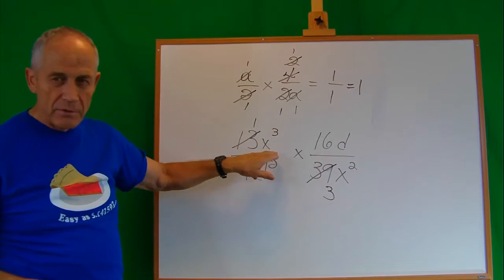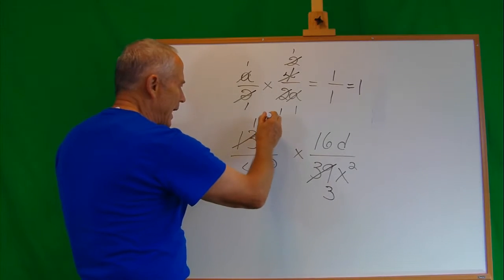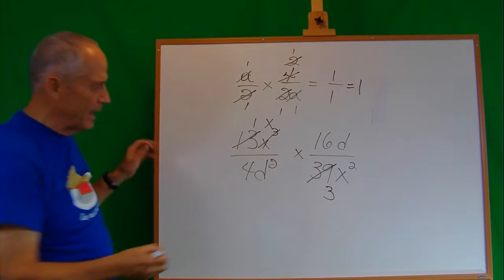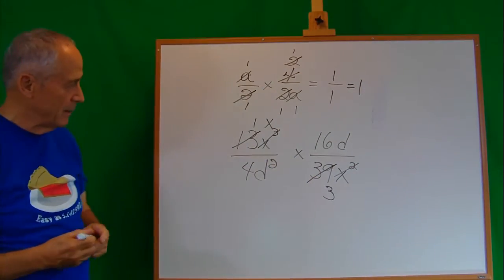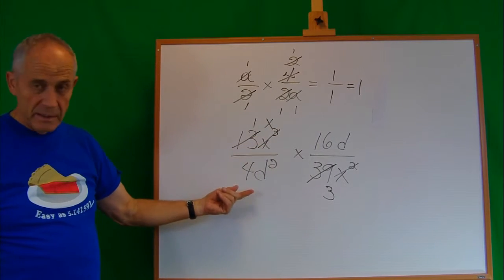So if I take out 2 of these, there were 3, I take out 2, I have 1 factor of x left, and both of these are gone. Okay? Now, there's nothing left we can do, so now we move on to the next one.